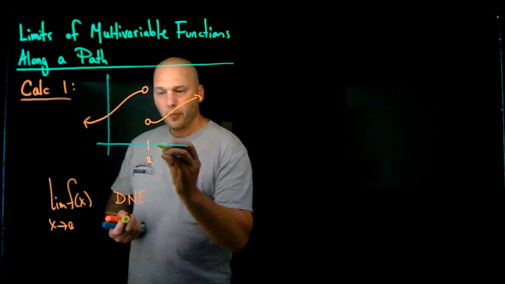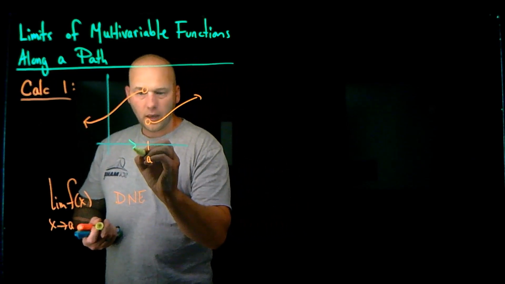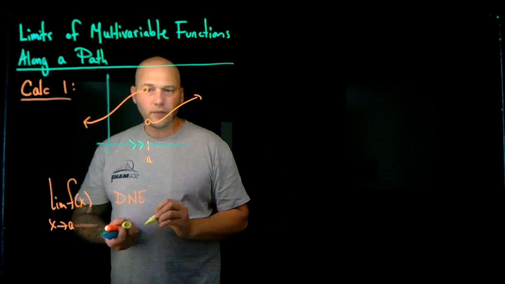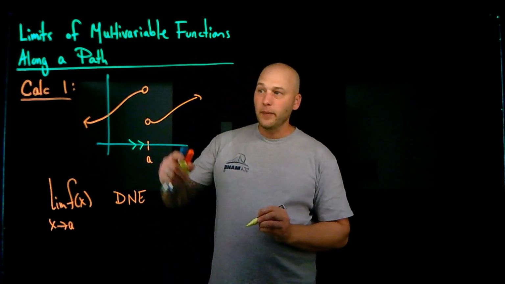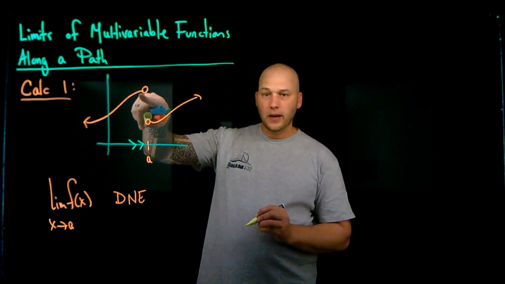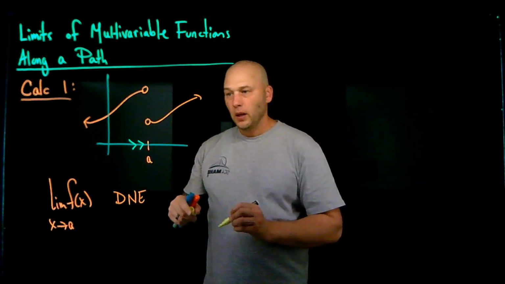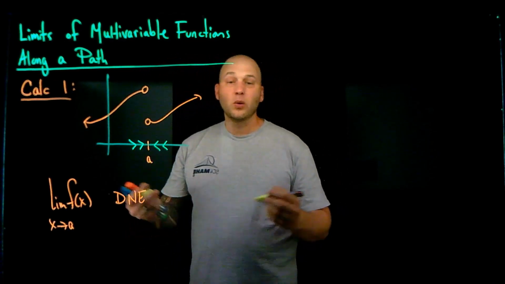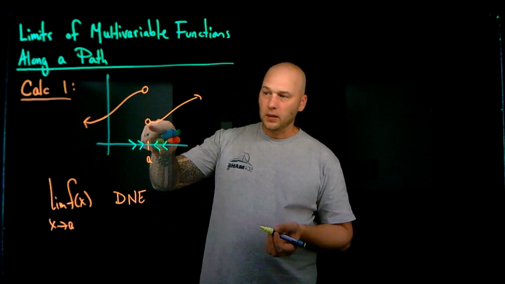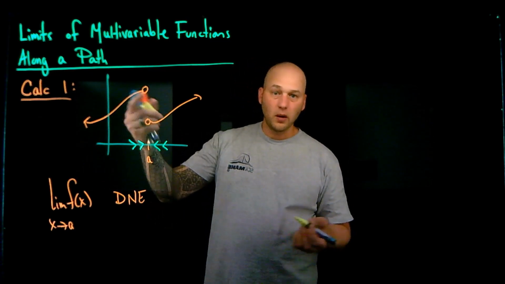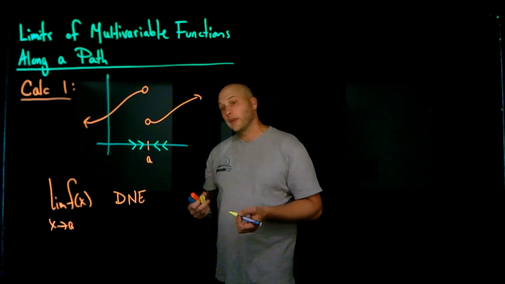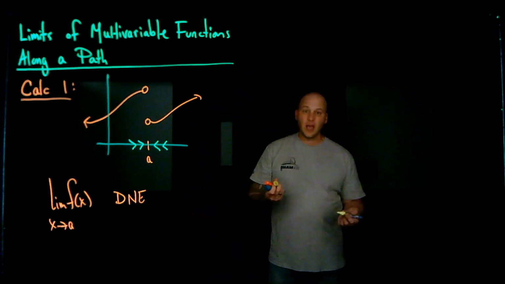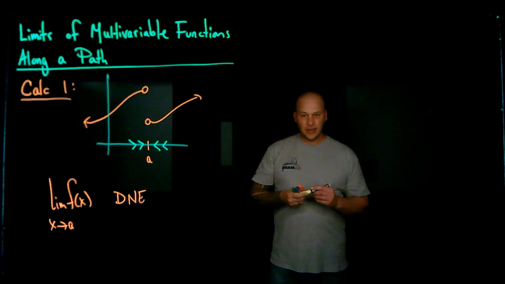That means if I approach the values of a from the left, then the left-hand limit is going to be the y value corresponding to this open hole. And if I approach from the right, the right-hand limit is going to be the y value corresponding to this open circle right here. And since the left-hand limit and the right-hand limit are not the same, the limit does not exist.